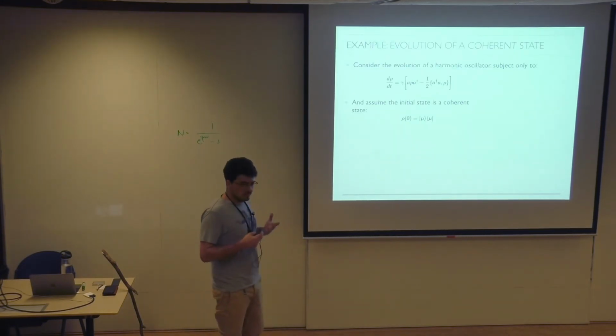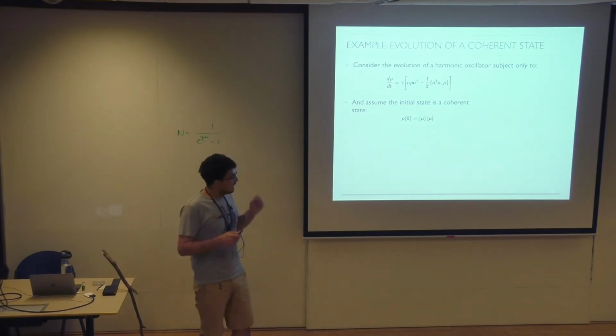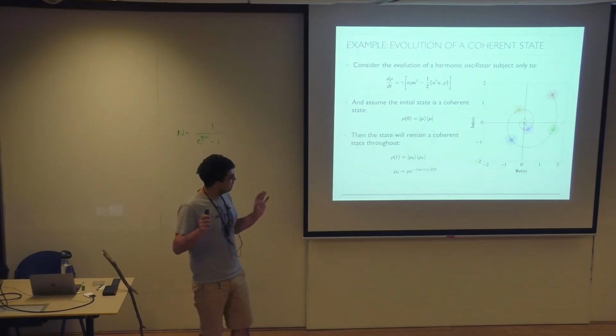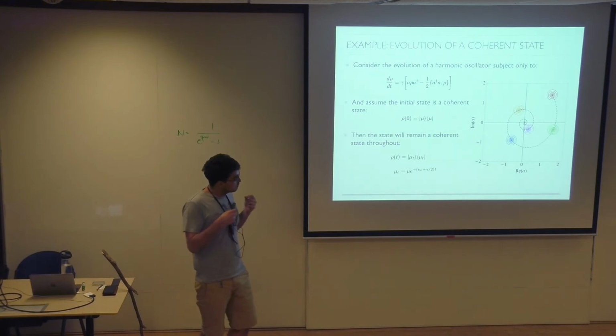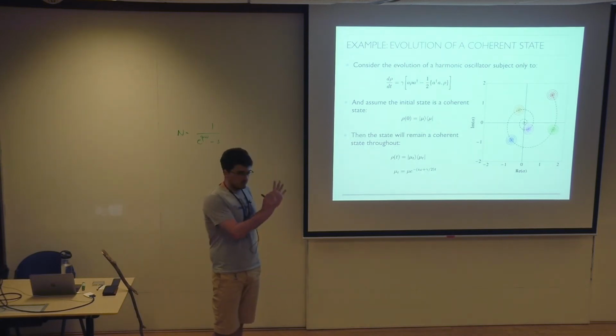In fact, there's even a better argument. So suppose you just consider these dynamics and you start in a coherent state. So you have a harmonic oscillator, you start in a coherent state. And then you let it go, you let it evolve. What will happen is that it will remain in a coherent state throughout. So this is a very special example, right? I mean, usually this is not true, but this is a very special case.